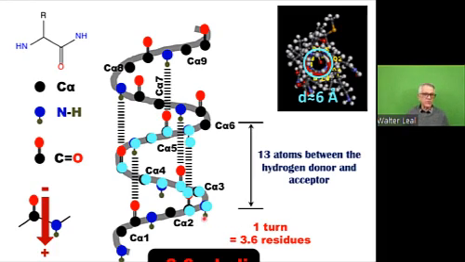We also looked at that there are 13 atoms in between the hydrogen donor and the hydrogen acceptor, which are highlighted here in cyan, the light blue color, the 13 atoms that come from this hydrogen bond to make the donor and the acceptor. Therefore, these alpha helices are also known as 3.6-13 helices because they have one turn of 3.6 amino acid residues, and there are 13 atoms between the donor and the acceptor of the hydrogen bond in the backbone of this helix.